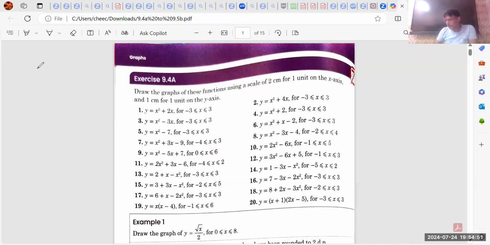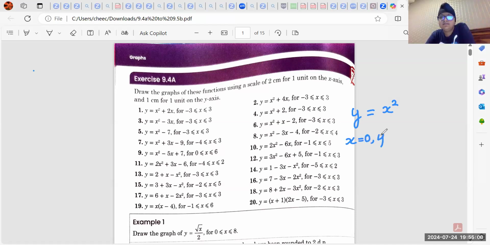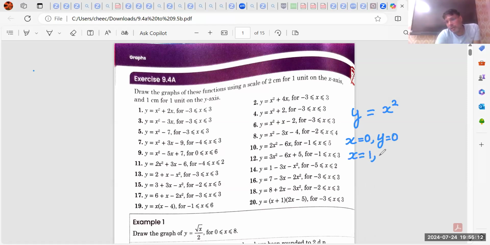A quadratic. The simplest form of quadratic is y equal to x square. So you have to plot the graph of y equal to x square. Now, how will you plot that? Let's take few examples. When x is equal to 0, what will be y? 0. When x is equal to 1, what will be y? 1. When x is equal to 2, what will be y?